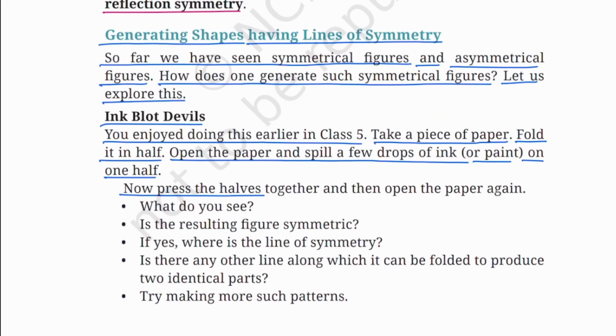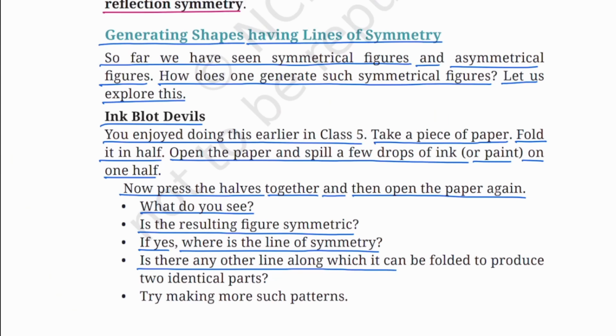Now press the halves together and then open the paper again. What do you see? Is the resulting figure symmetric? If yes, where is the line of symmetry? Is there any other line along which it can be folded to produce two identical parts? Try making more such patterns.